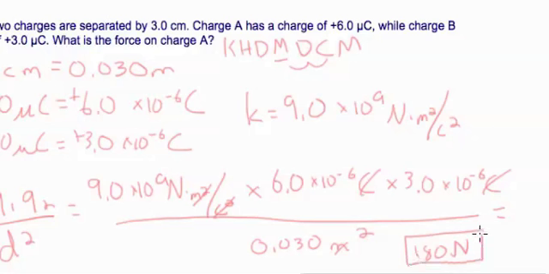And if we're talking about the force on A, it's going to be away from charge B because charge B is also positively charged. So like charges repel. If we asked about the force on charge B, we would say 180 newtons away from charge A, so in the opposite direction.